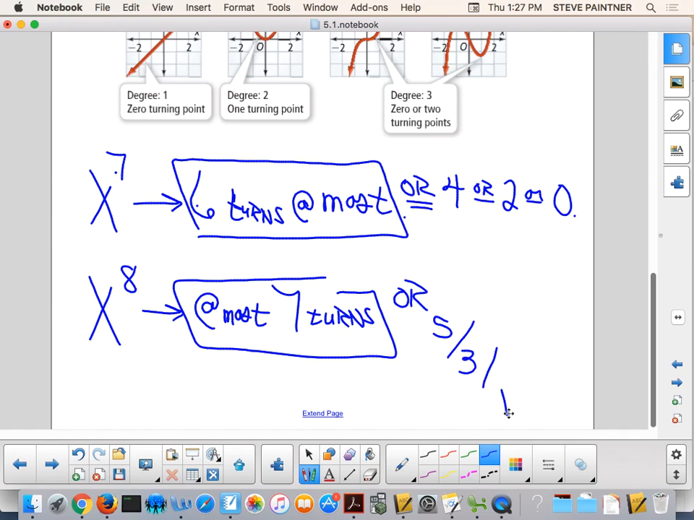Got that? Okay. So do you know how to classify how many turns it could have? Just take the highest power of x, subtract 1, and then just go down by 2. So 7, 5, 3, 1. Or 6, 4, 2, 0. That's all you have to say. Okay? Good?